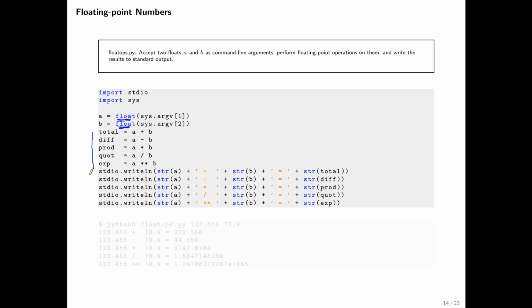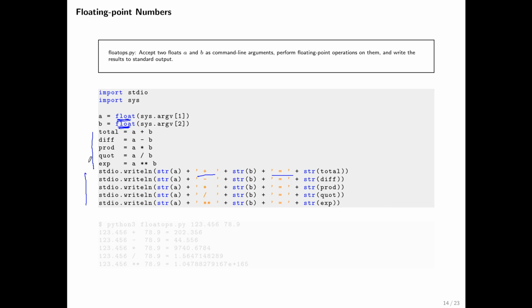And then finally, we simply write the values of those variables out using an idea similar to what we did in intops.py. Here again, notice that a, b, and total are floats. Since we are concatenating those values with some strings, we first need to turn the floats into strings. We achieve that using the str built-in function. So here we are simply constructing some nice output string and then printing it out using the writeln function. We do that for each of these variables.